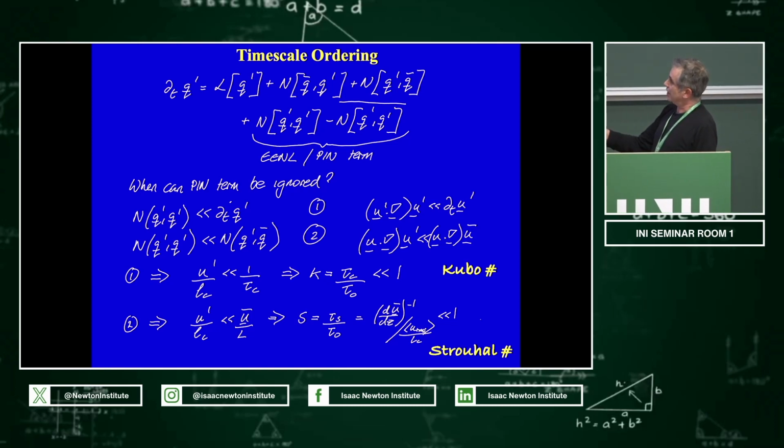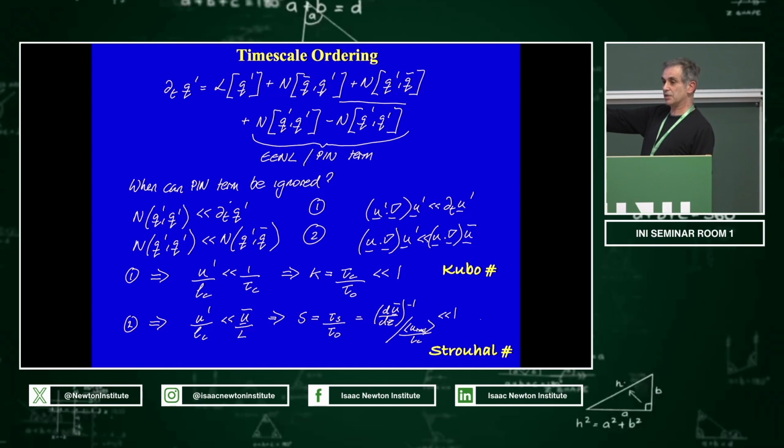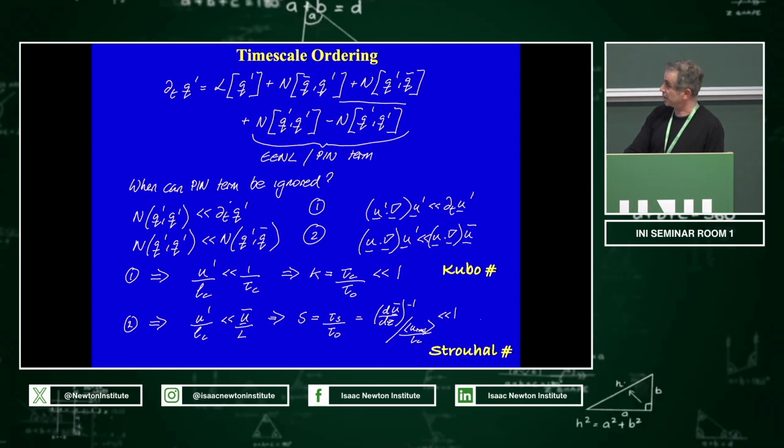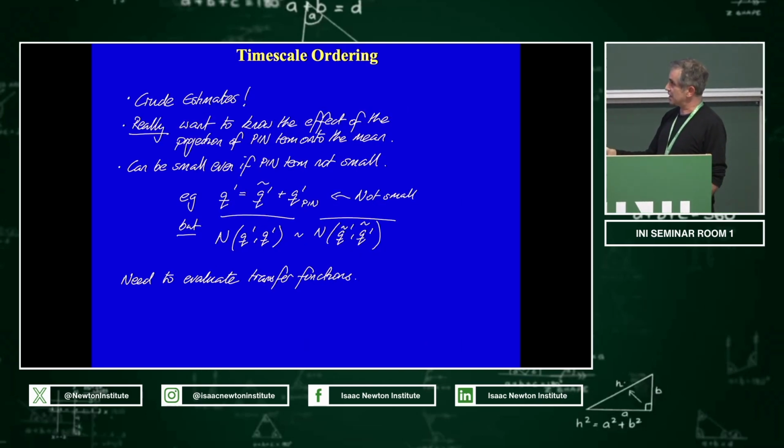It may be that this term is not small, but its projection back onto the mean is small, okay? So this term might be large, but for some reason when you project it back onto the mean, that projection is small. What's certainly true is that if this is small, then its projection back onto the mean is small. But it may be that this is not small, but its projection back onto the mean is small. So you really need to test these things out.